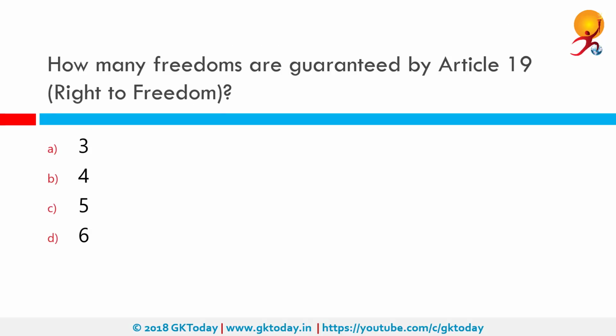How many freedoms are guaranteed by Article 19? The correct answer is 6. So Article 19 is the most important and key article which embodies the basic freedoms. Article 19(1) provides that all citizens shall have the right to freedom of speech and expression, to assemble peacefully and without arms, to form associations or unions, to move freely throughout the territory of India, to reside and settle in any part of the territory of India, and finally to practice any profession or to carry on any occupation, trade or business.